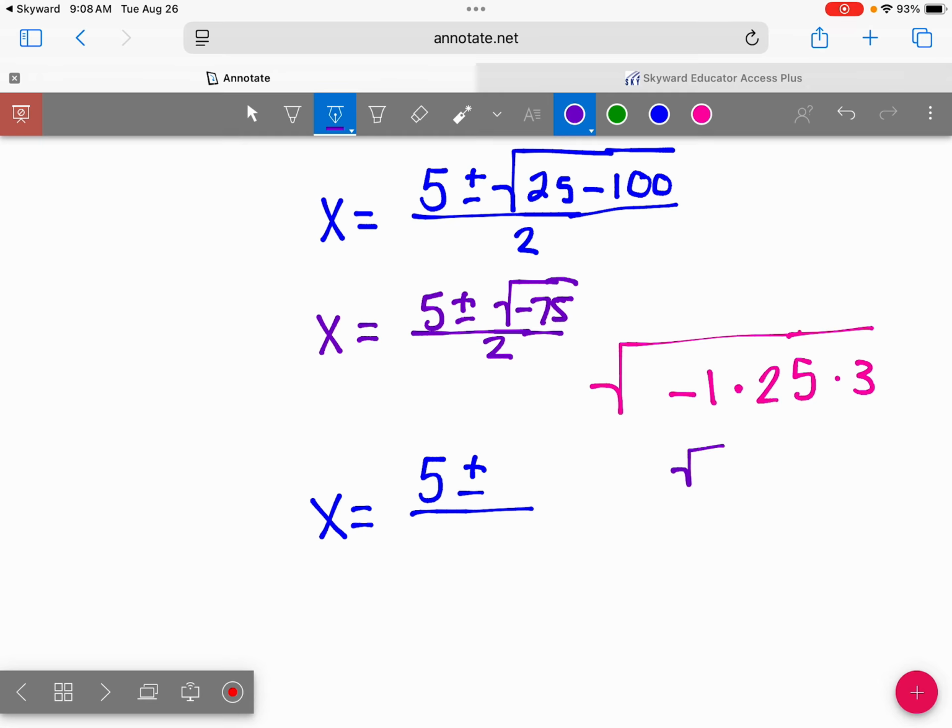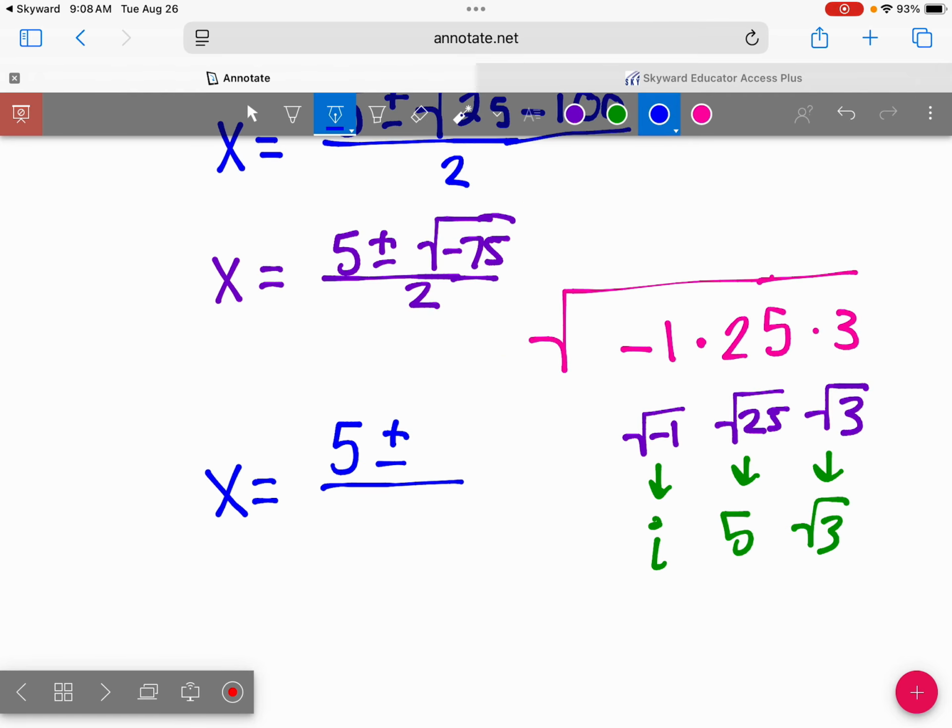And I can split these apart into separate pieces. Square root of negative 1, square root of 25, square root of 3. What is the square root of negative 1? I. What's the square root of 25? 5. And what's the square root of 3? Root 3. That one's super gross. So I can write it as I times 5 times square root of 3.